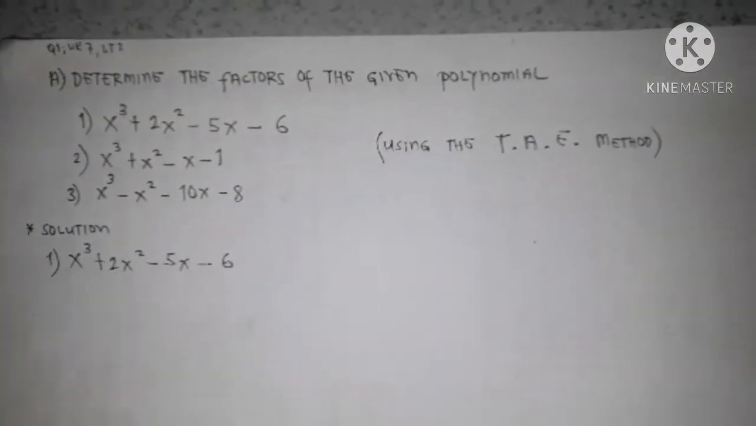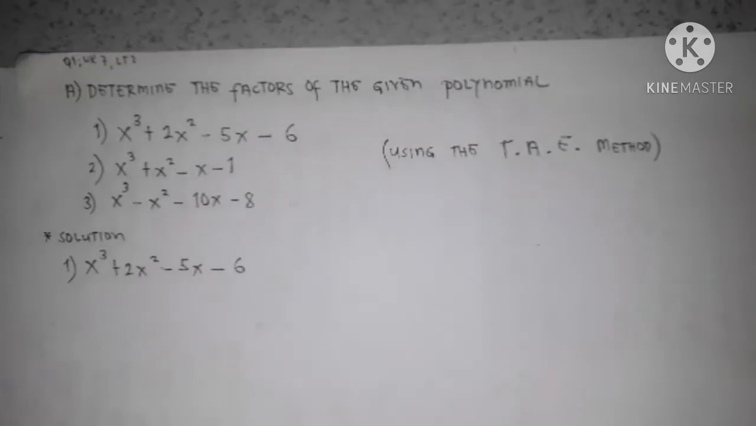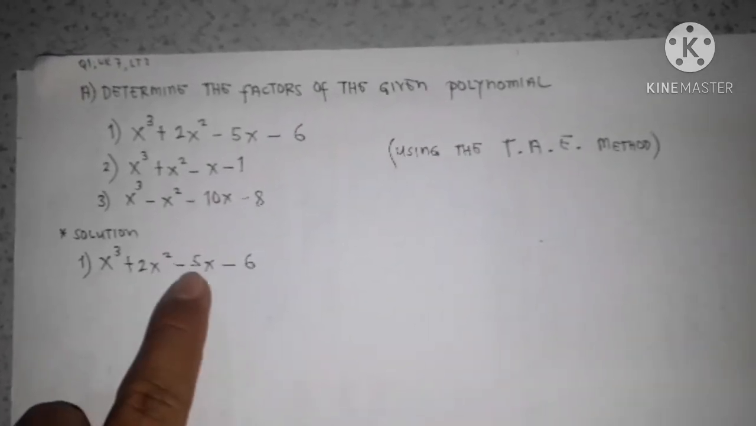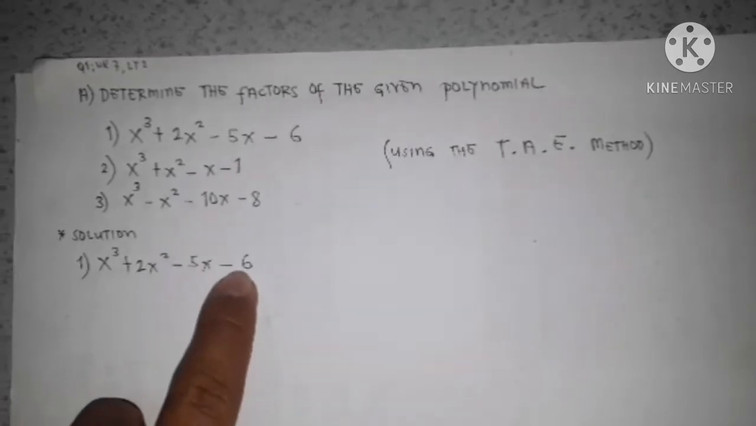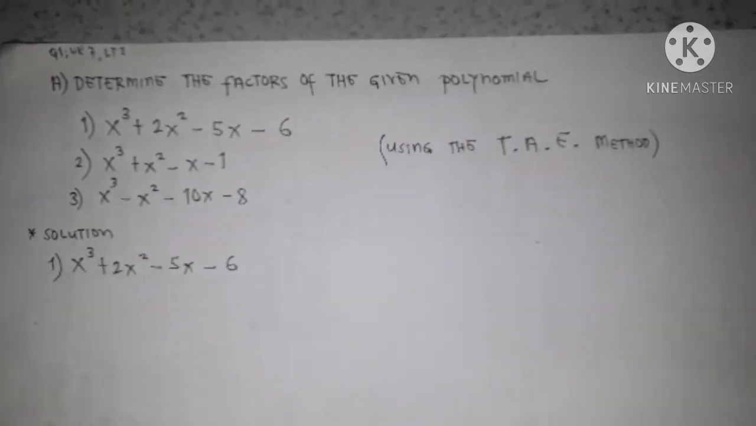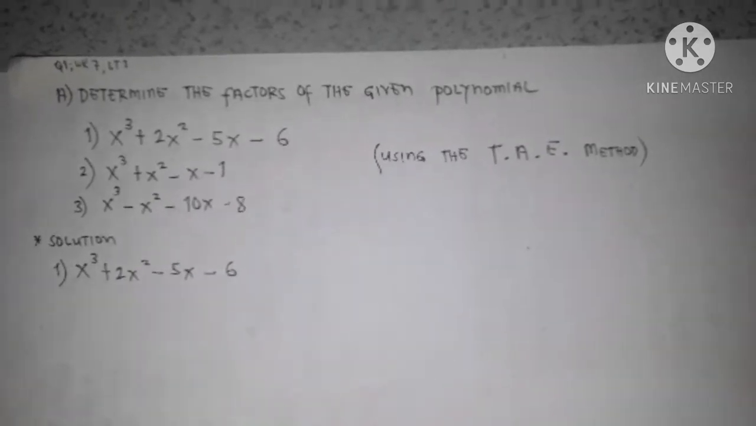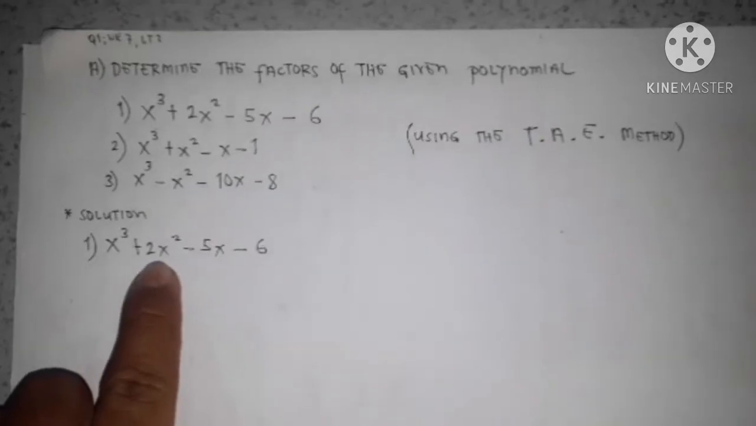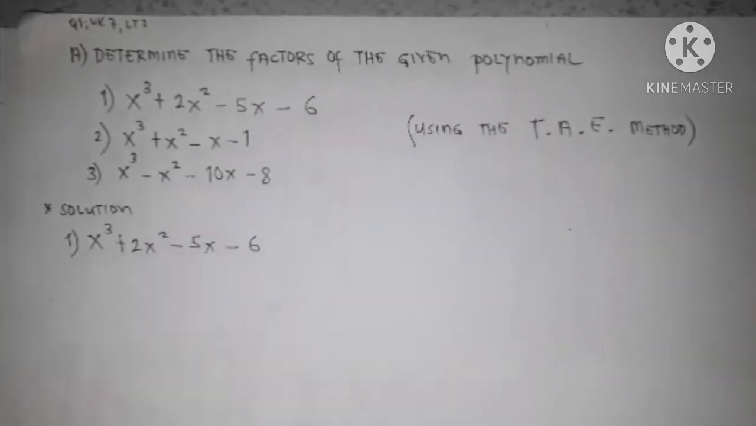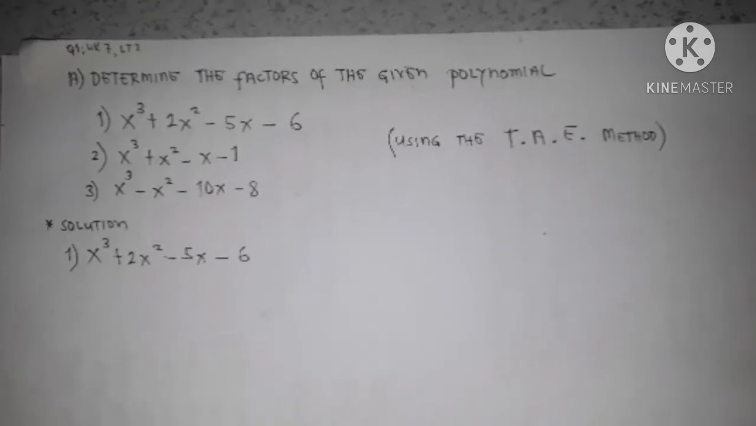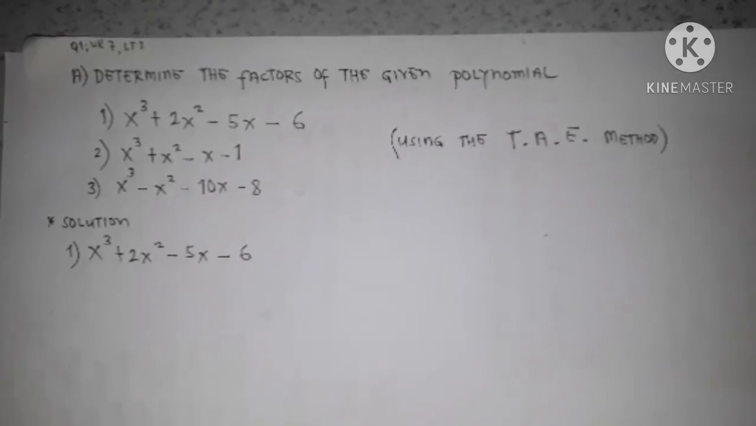So, iisip lang kayo ng kahit anong polynomial and then i-divide ninyo itong x cubed plus 2x squared minus 5x minus 6 nung naisip ninyong polynomial. Kapag ang naging remainder ay 0, ibig sabihin yung naisip ninyong polynomial ay factor nitong x cubed plus 2x squared minus 5x minus 6. So, kung hindi naman 0 ang magiging remainder, ibig sabihin siya ay hindi factor.